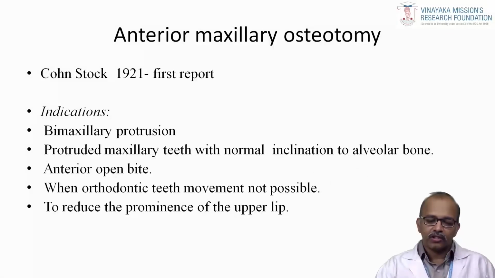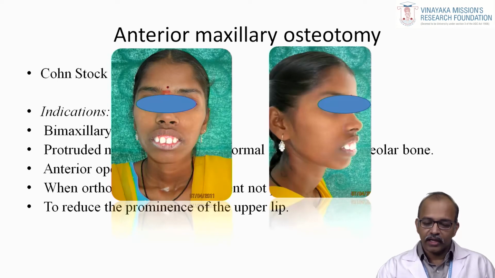Anterior maxillary osteotomy was first given by Cohn-Stock in 1921. Indications: bimaxillary protrusion cases, severely protruded maxillary teeth with normal inclination to the alveolar bone, that is dento-alveolar protrusion, anterior open bite, when orthodontic treatment is not possible for reasons of periodontal compromise, and to reduce the prominence of the upper lip. This is one such case.